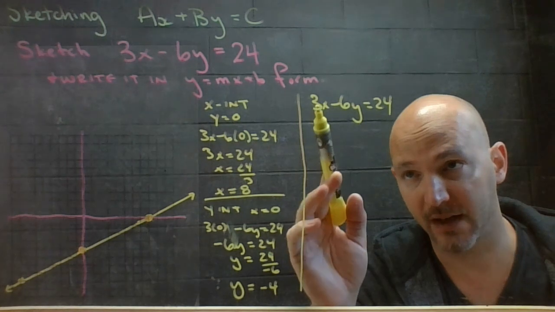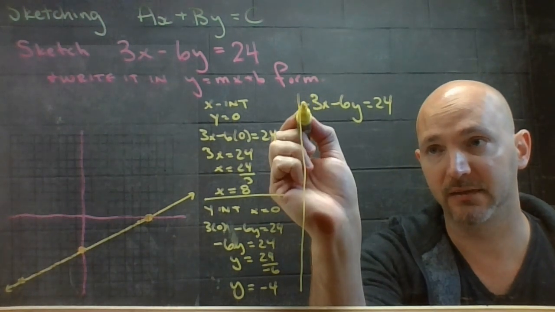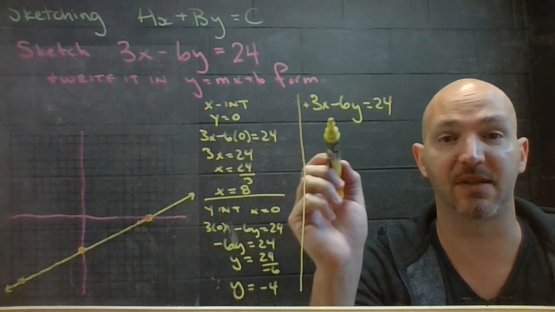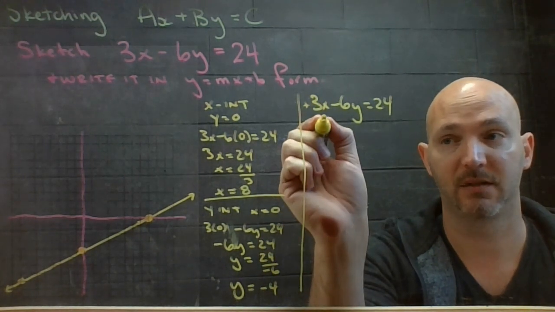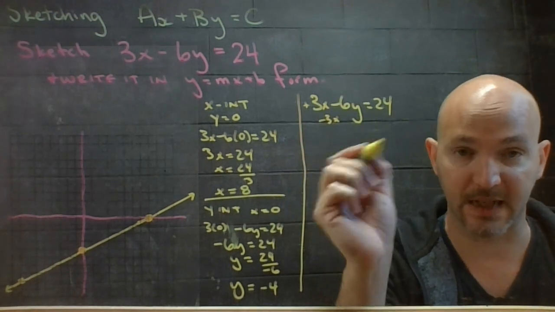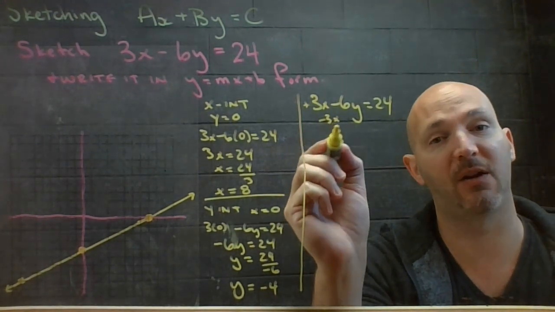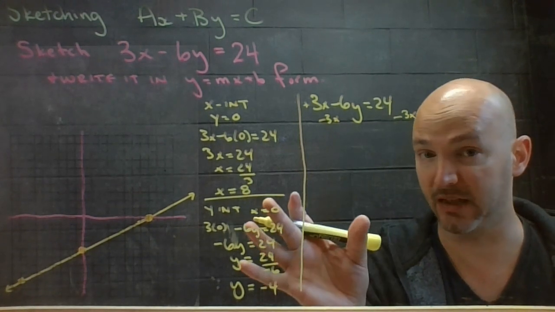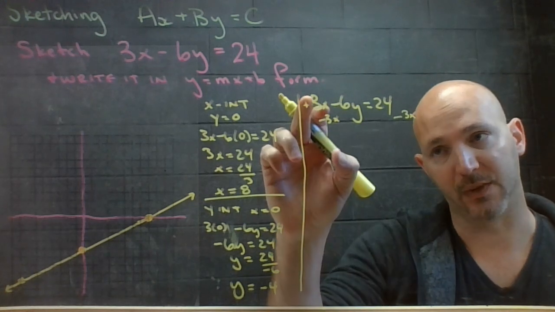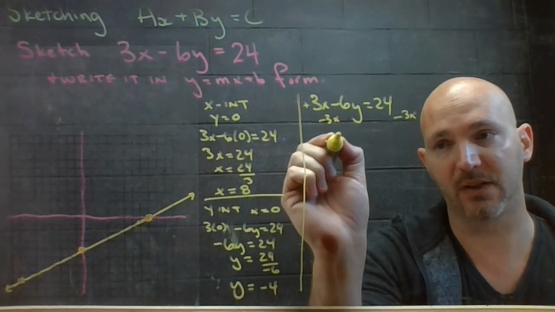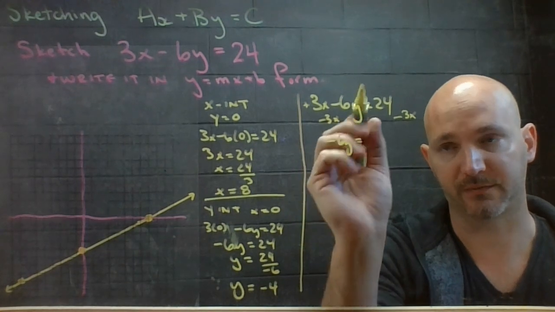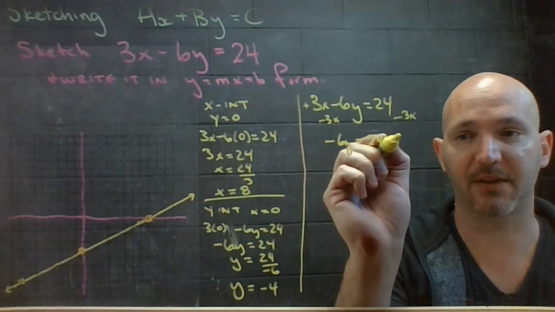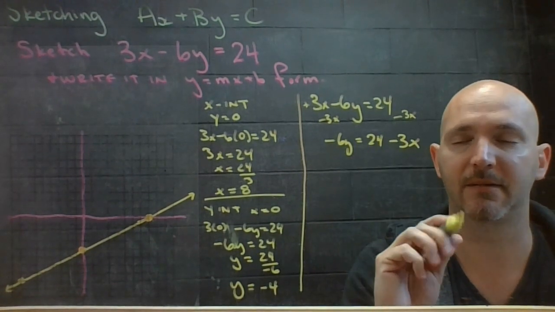So I've got a positive 3x here. If I want to get rid of that on this side, I'm going to have to subtract 3x. But in an equation, you can't just do that on one side. You have to do that to both sides. Otherwise, it wouldn't be equal. So this minus this is gone, leaving only the 6y behind. This 24 was already there, and subtract 3x is now on this side.